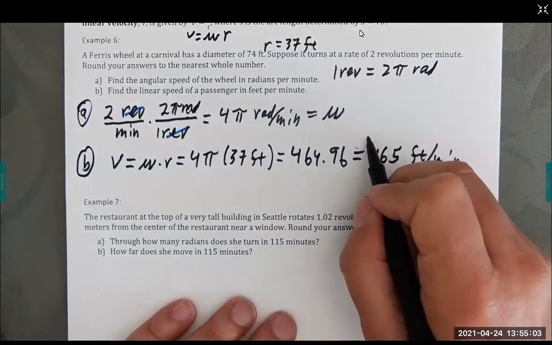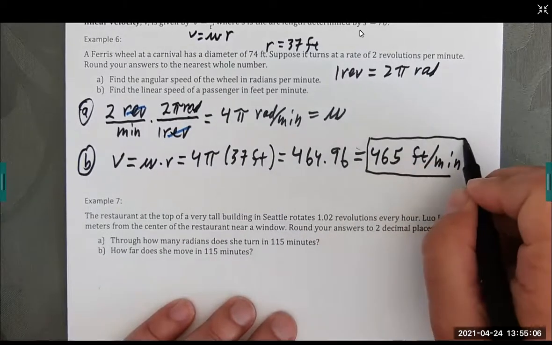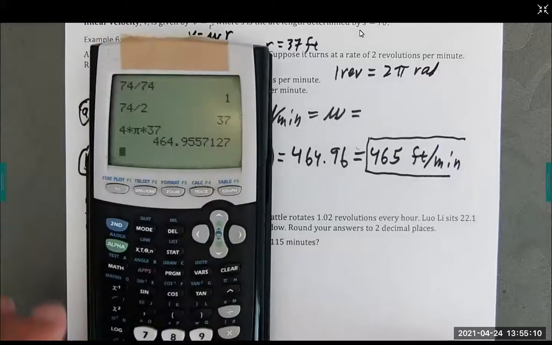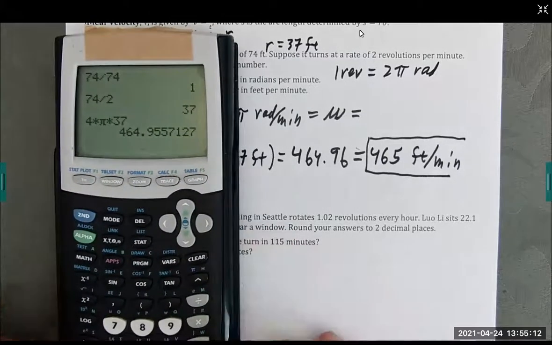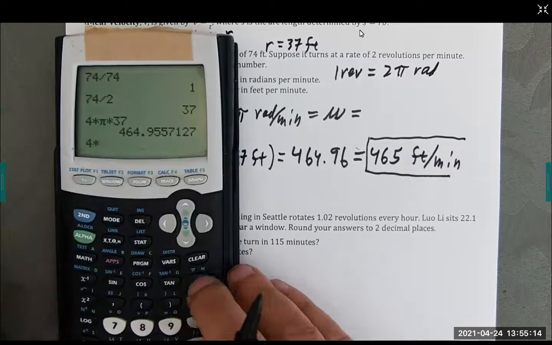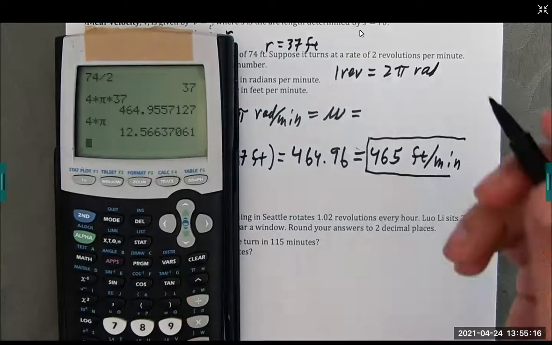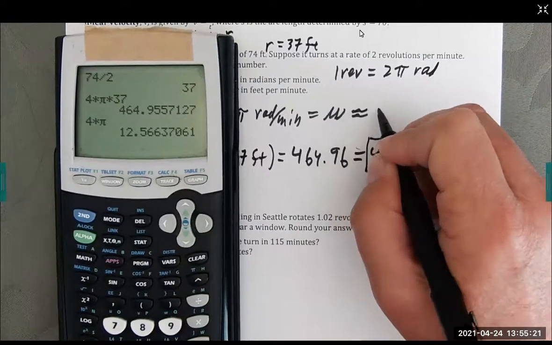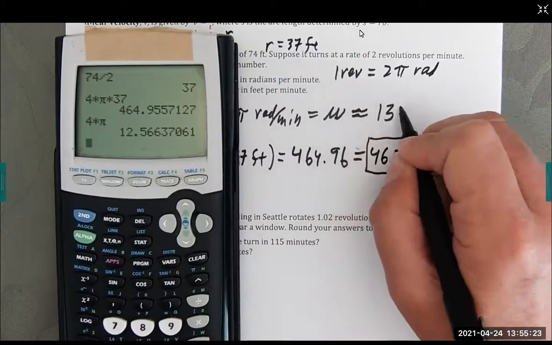There we are. And I'm noticing for omega, I didn't actually get a rounded value for that. So that's 4 times pi. And rounding that off, that's going to be about 13 radians per minute.